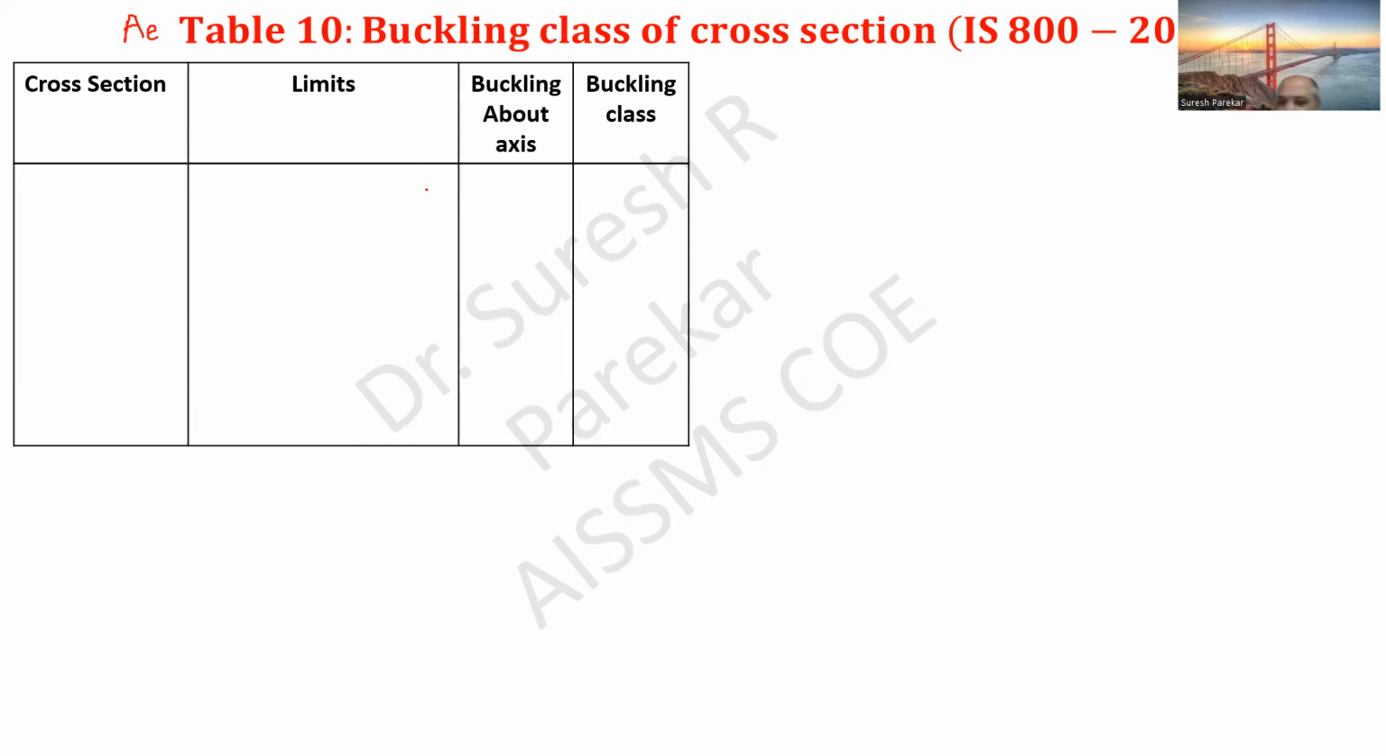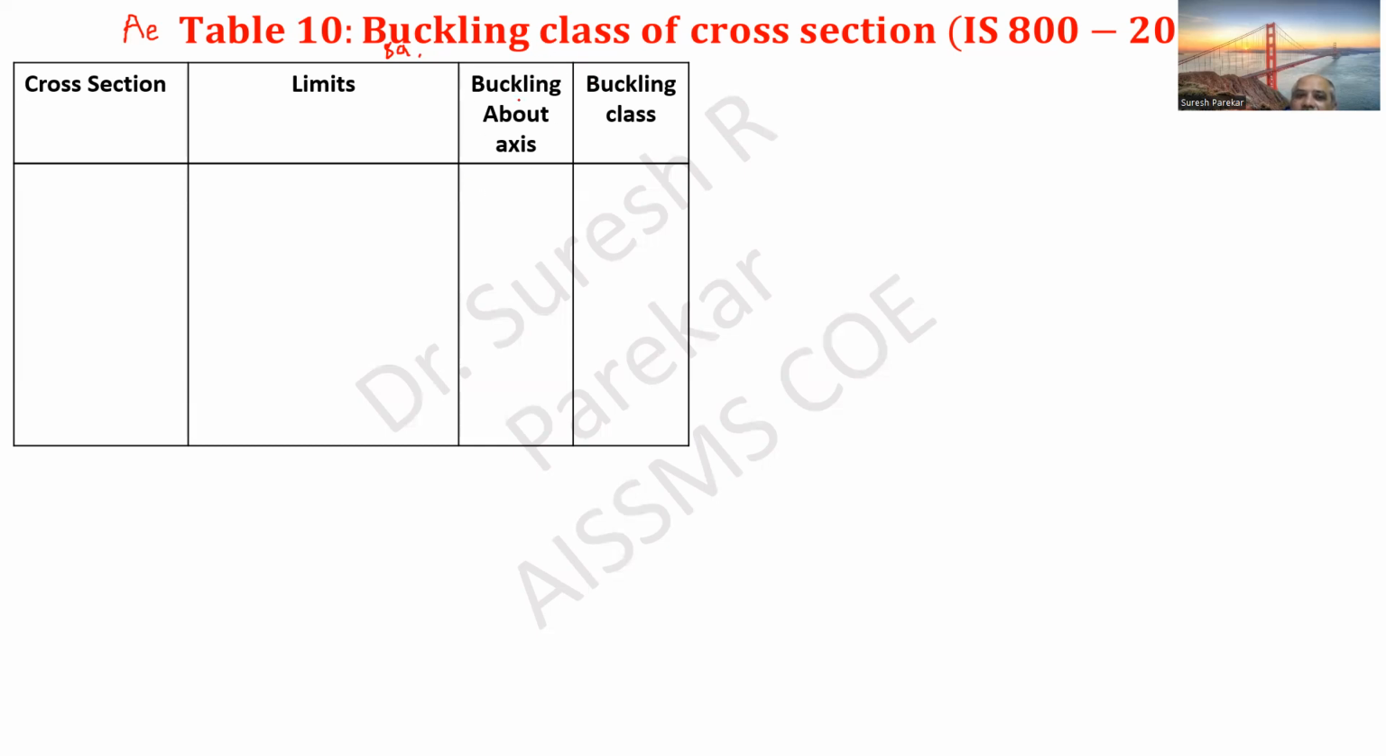If we use the table, then we do not require the values of buckling class. Here, we are going to use table 8A, B, C, D. So 8A is for class A, 8B for class B, 8C for class C, and 8D for class D.